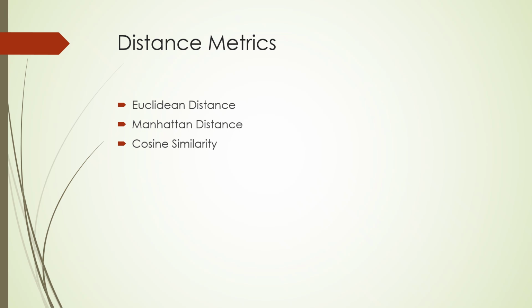Distance metric, why it matters. The choice of distance metric significantly impacts which clusters get merged. These are the types of distance metrics. Cosine similarity measures the angle between two vectors, and it is useful in text mining.